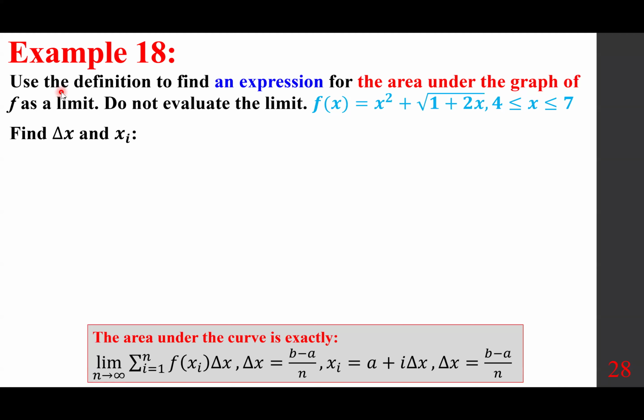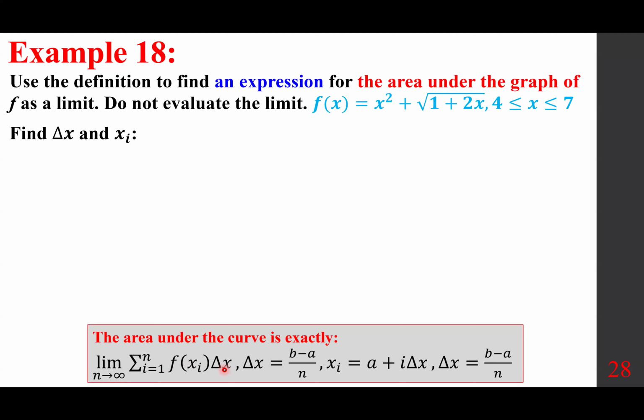Use the definition to find an expression for the area under the graph of f as a limit. Do not evaluate the limit. F of x is x squared plus the square root of 1 plus 2x, and x is between 4 and 7. Find delta x and x sub i. First, again, reminding you the area under the curve is exactly as follows. The limit as n approaches infinity of summation of i going from 1 to n f of x sub i delta x. We will evaluate this limit later on, but for now, just want to set it up.